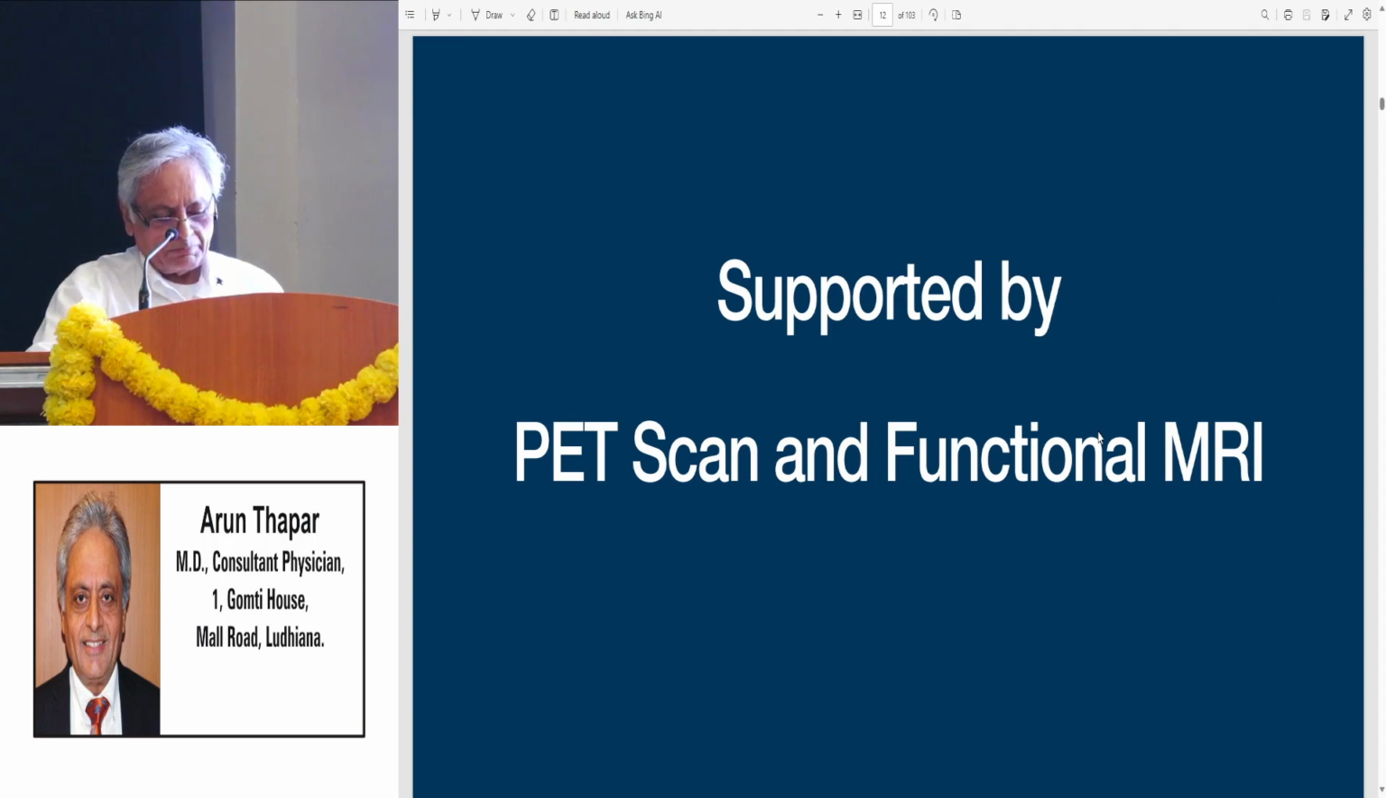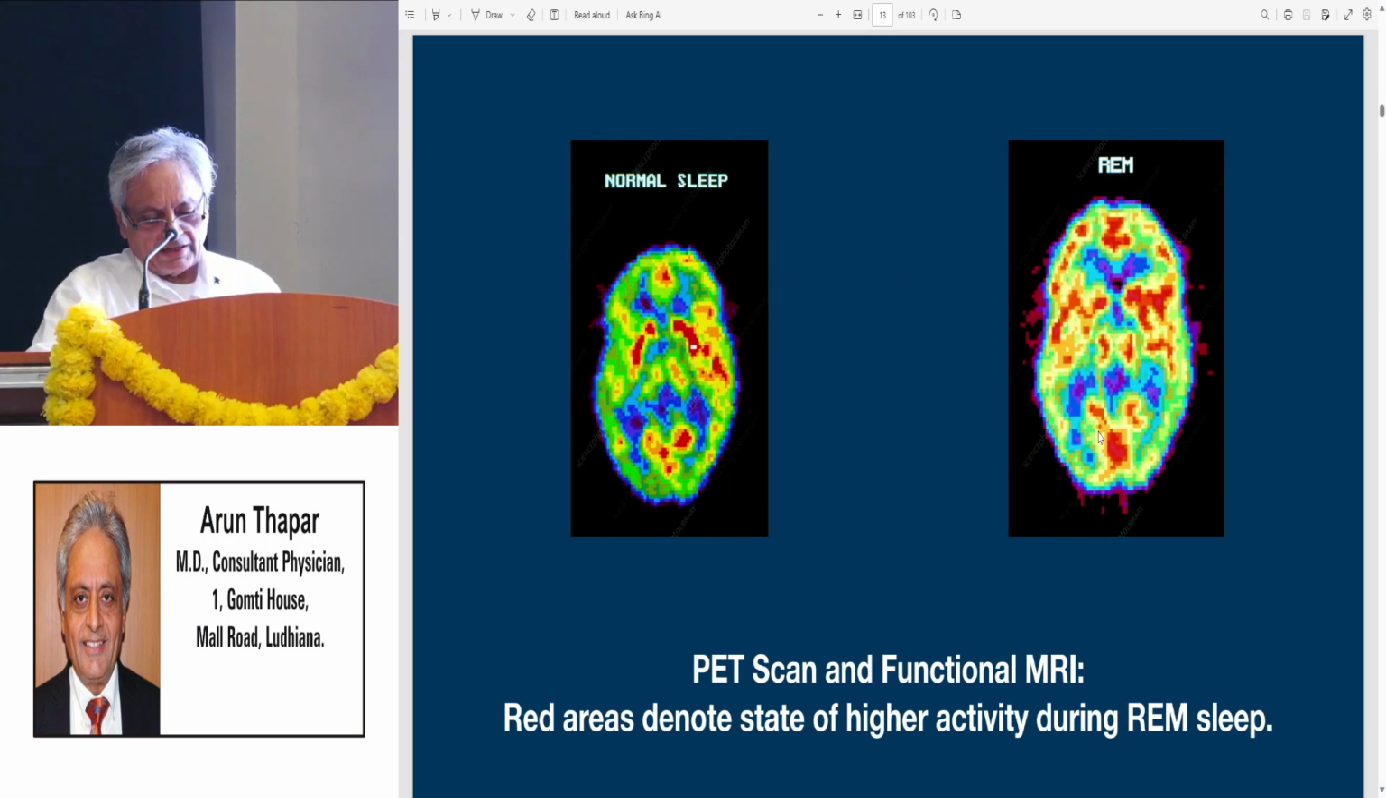It is supported by PET scan and functional MRIs. You can see the red spots over here. The PET scan and the functional MRI show that the red areas denote a state of higher activity even during the rapid eye movement sleep, which is the REM sleep. And I've depicted a picture of a normal sleep also, but you can see in both the pictures the red spots are there. So that means that there is definitely a higher amount of brain activity going on even when you are sleeping.